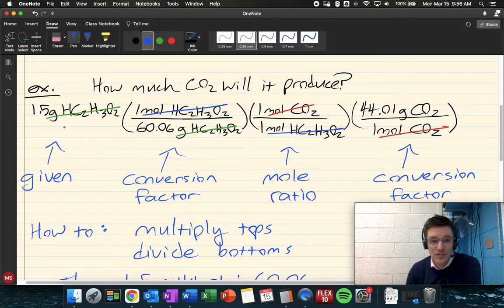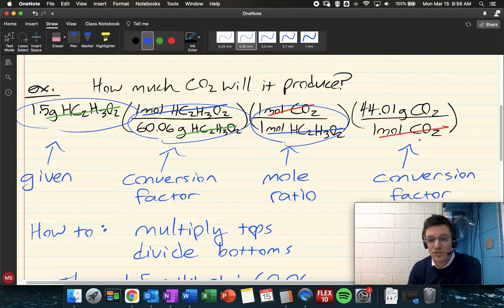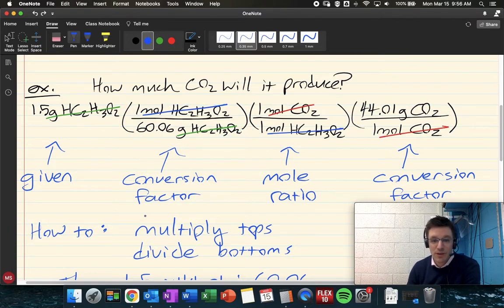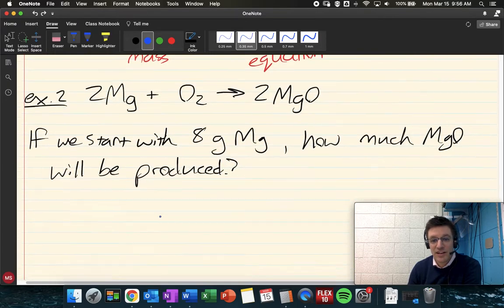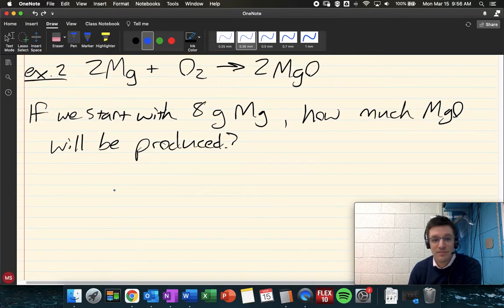Here's the pattern. You start with your given number. You have a conversion factor, a mole ratio, and another conversion factor. For now, you don't have to memorize that. It's going to take a lot of practice before you get all this memorized. So I'm going to give you all that stuff right now.